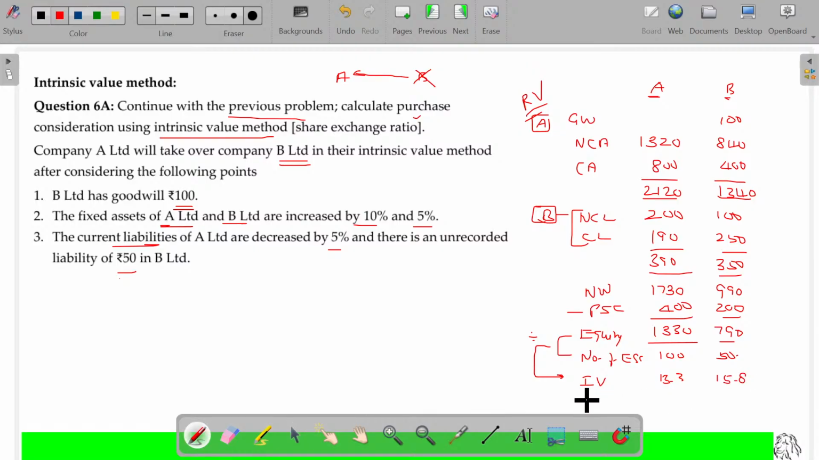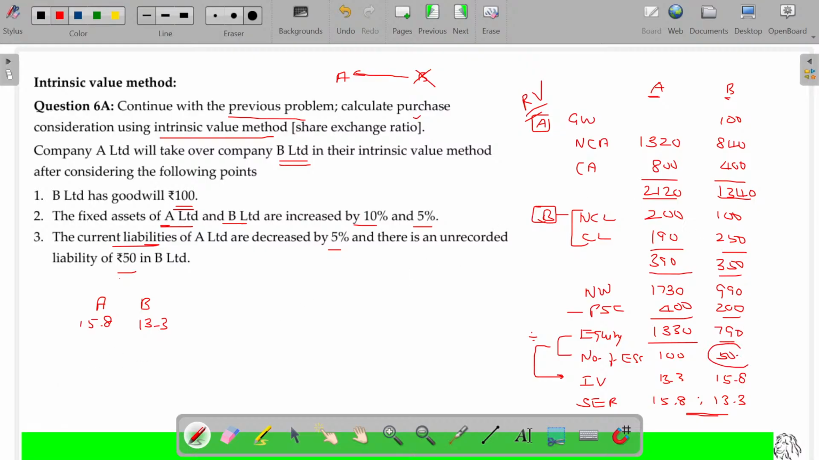15.8. Then what about the share exchange ratio? 15.8 is to 13.3. So from this it's very clear, A will offer higher shares for B. 15.8 shares offered for every 13.3 shares of B, because B's share price is higher than A's share price. So naturally, A has to give more shares. For every 13.3 shares, A will give 15.8.